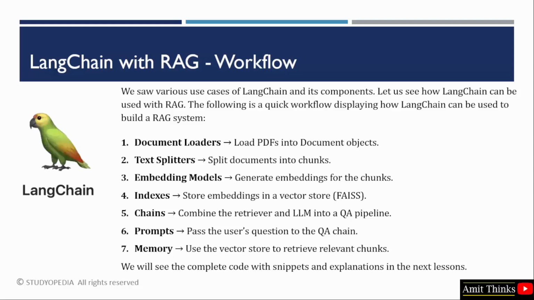Then the embeddings are stored in a vector store. After that, the retriever and LLM are combined into a QA pipeline with chains. Using prompts, the user's question is passed to the QA chain. After that, the vector store is used to retrieve relevant chunks. So this is the basic workflow. We will see the complete code in the upcoming lessons.